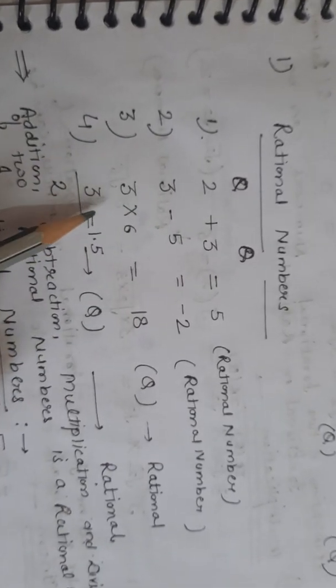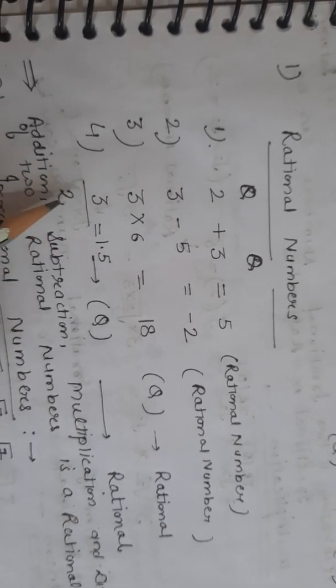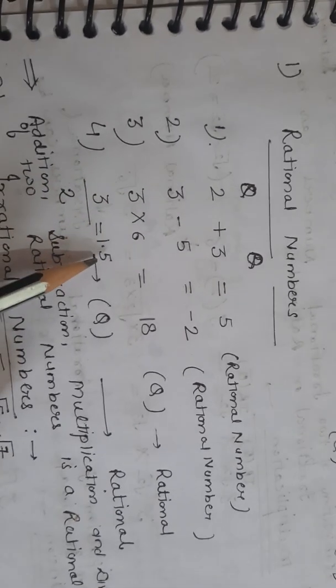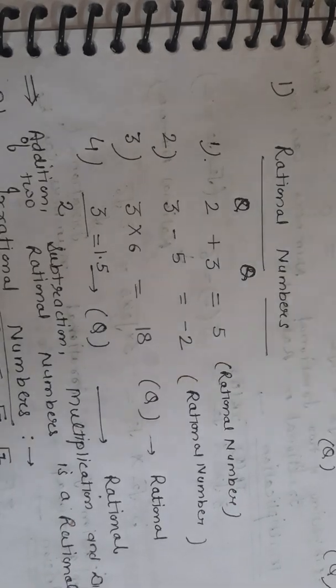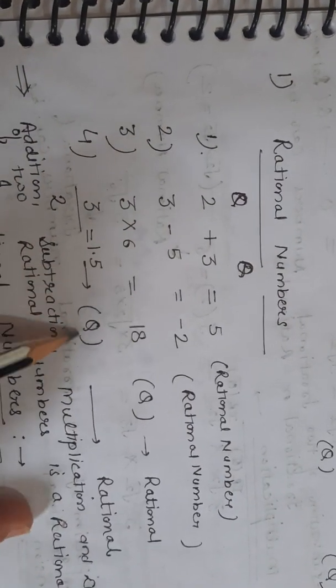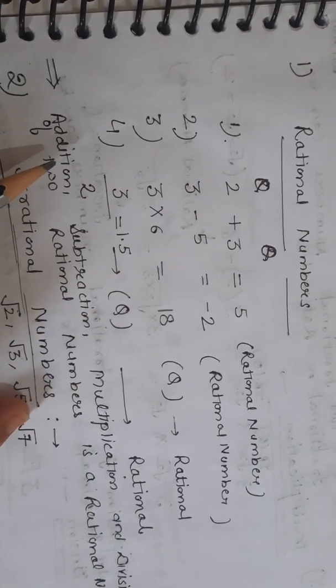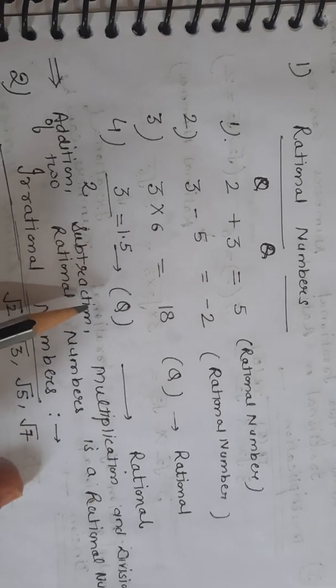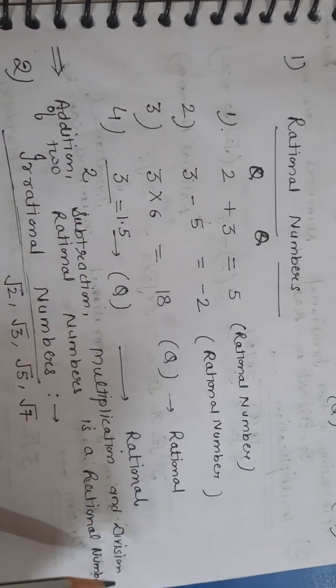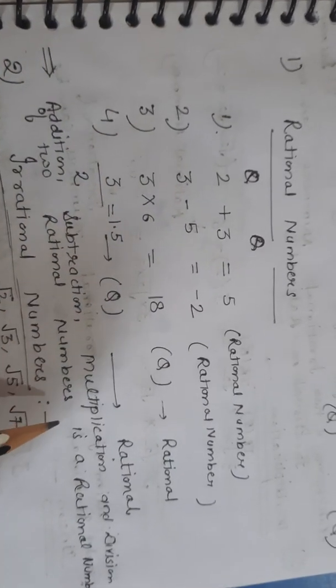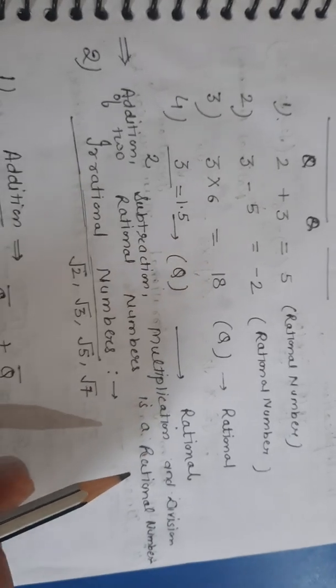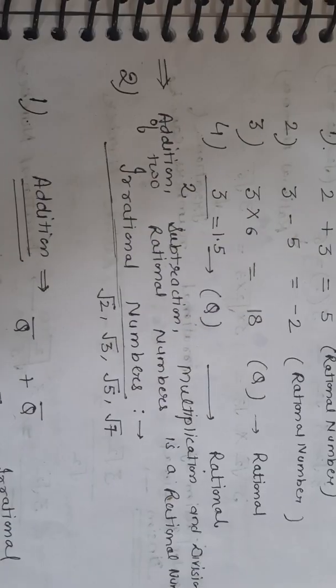Same for division. You take one rational as 3, another as 2. The answer is 1.5. Its decimal expansion is terminating, so this is going to be rational. So from here, we can have the conclusion that for addition, subtraction, multiplication and division of any two rational numbers, the answer is always going to be a rational number.